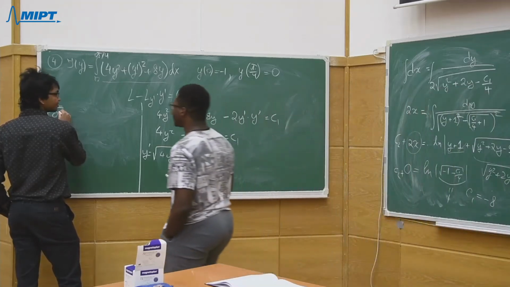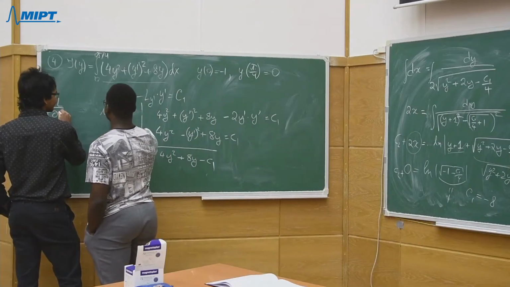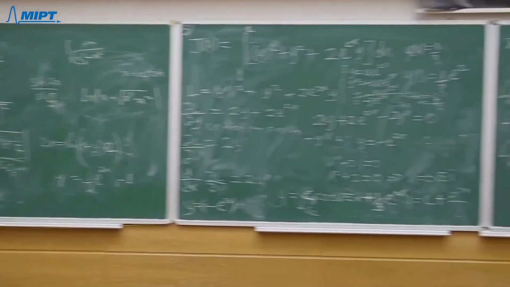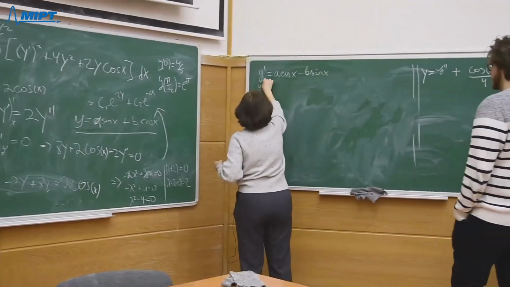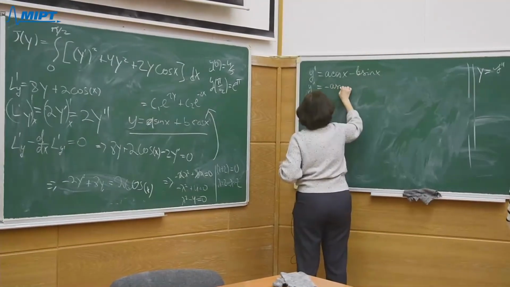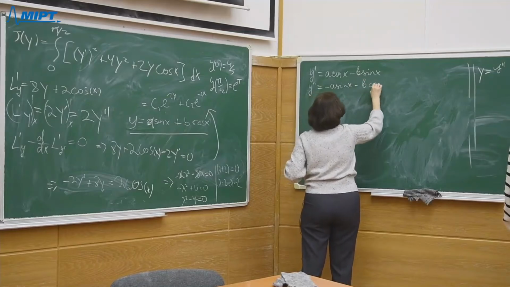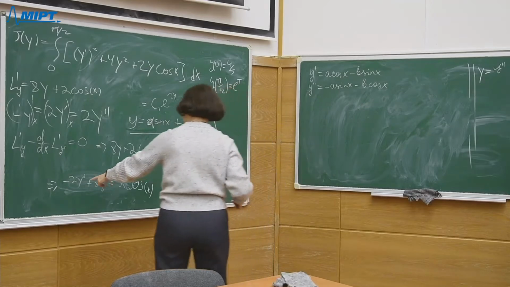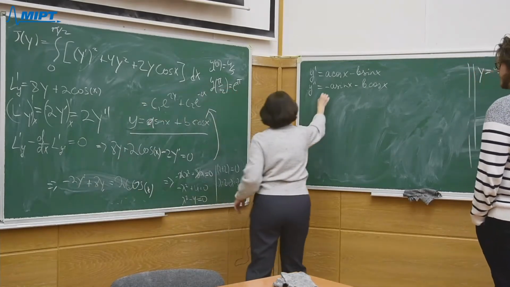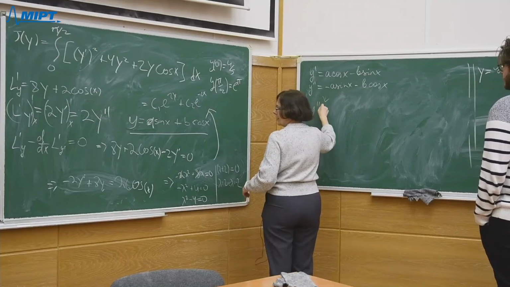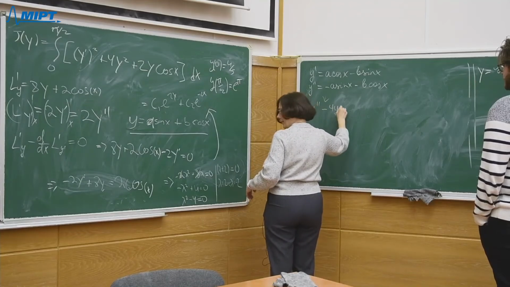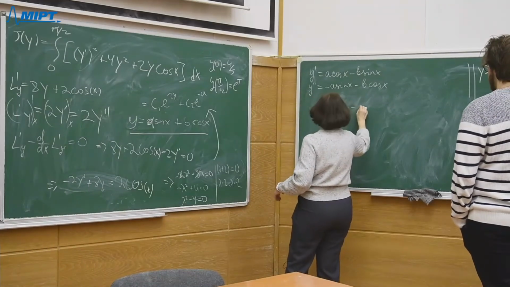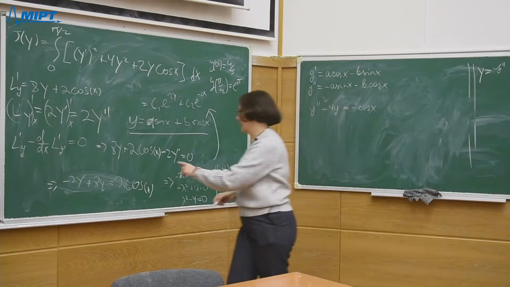y prime equals, so just differentiate these: a cos x minus b sin x, and then y double prime is minus a sin x minus b cos x. And then substitute into this equation, which can be written as y double prime minus 4y equals minus cos x. So is it correct?